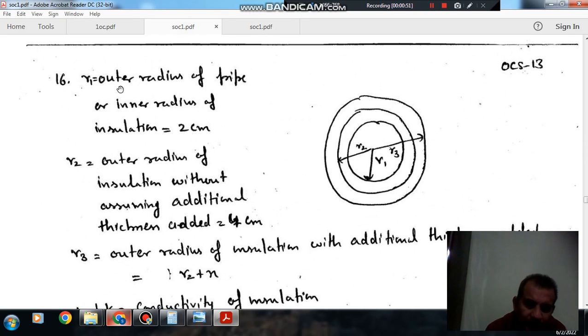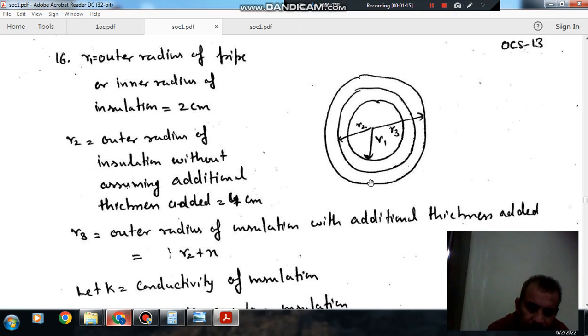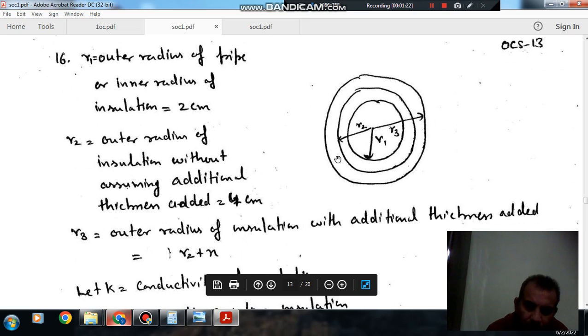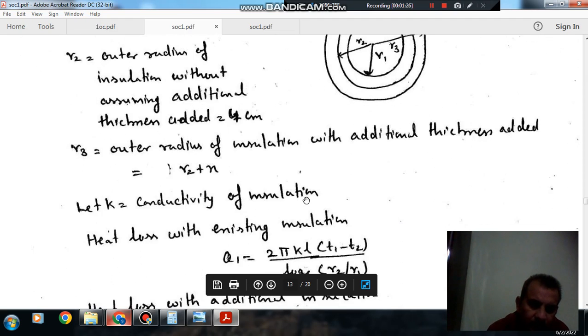So let R1 be the outer radius of the pipe, or inner radius of the insulation. R2 be the outer radius of the insulation without assuming additional thickness. This is the insulation that is initially added, so that the outer radius becomes R2. Suppose X is the thickness of the insulation further added to reduce heat transfer, then R3 be the radius, and R3 will be R2 plus X. And K is conductivity of the insulation.